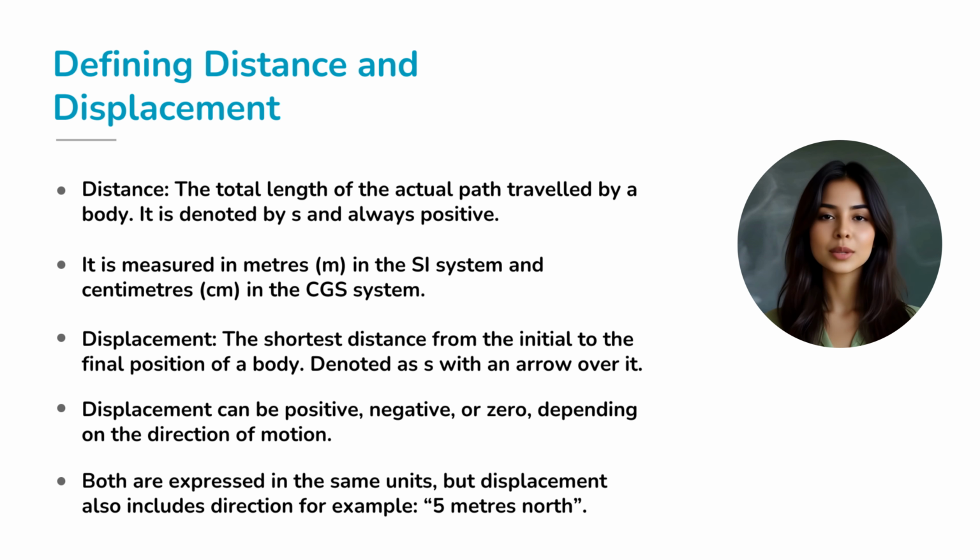Now, displacement. This is the shortest straight line distance between the initial and final positions of the body. We write it as S with an arrow over it to show it's a vector quantity, meaning it has both magnitude and direction. For example, 5 meters north is a displacement because it tells you both how much and in which direction. Both are measured in meters in the SI system and in centimeters in the CGS system.